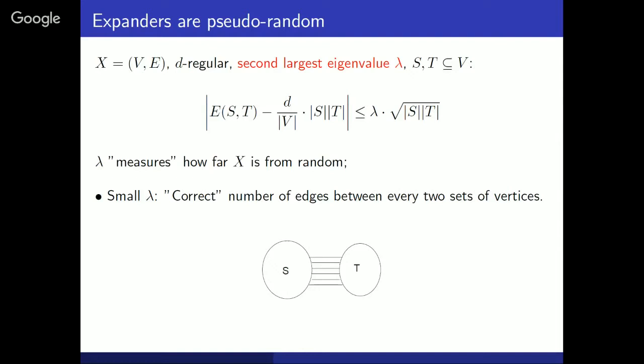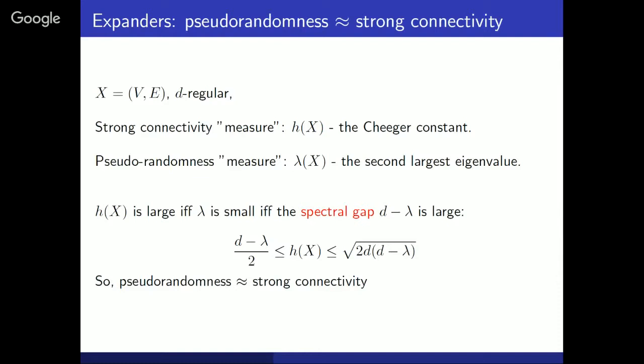What we know for graphs is that these two measures, even though they are different, are basically the same. If the graph is an expander according to one measure, then it's also an expander according to the other measure. And the relation between them is given by the Cheeger inequality.